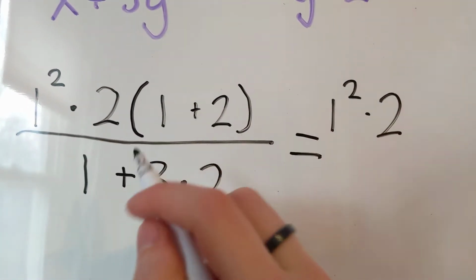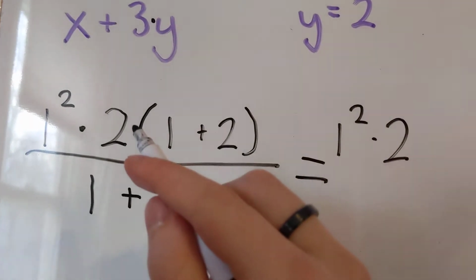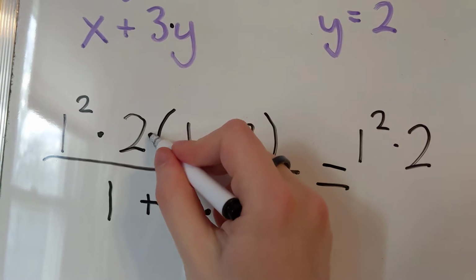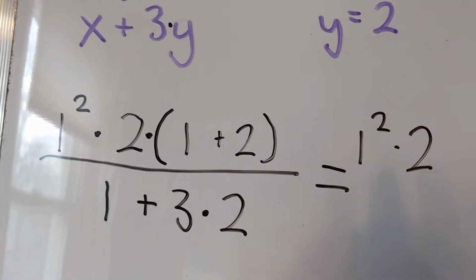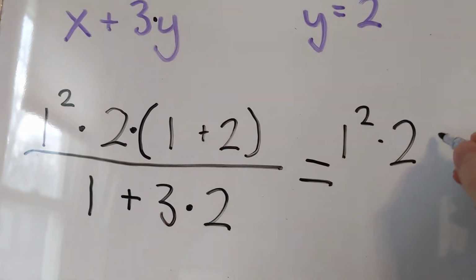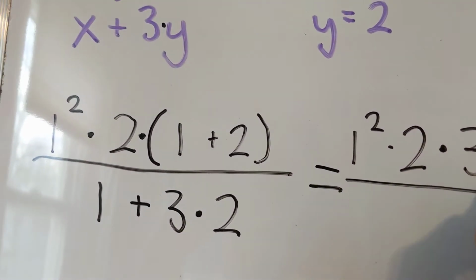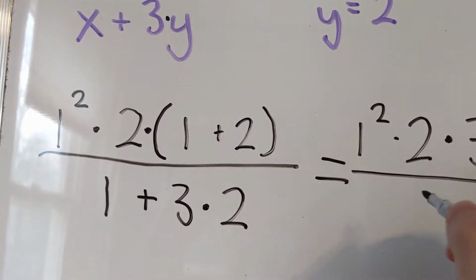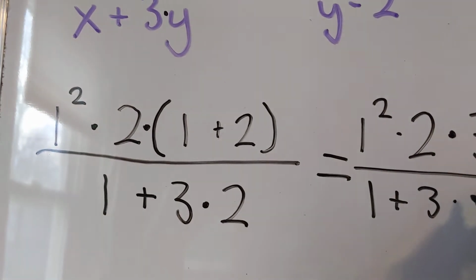And just like before with the 3y, that's actually 3 times y, here there really is a multiplication symbol between the 2 and the parentheses. So instead of writing parentheses now, we can just write times, and the 1 plus 2 becomes 3. The denominator, we do not have any parentheses, so we're just going to keep 1 plus 3 times 2.